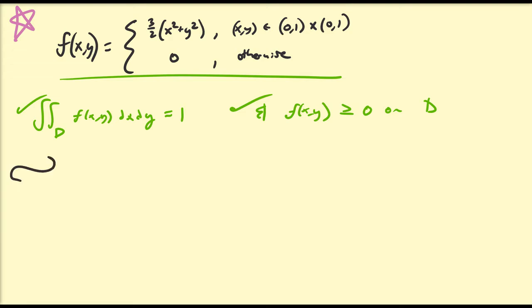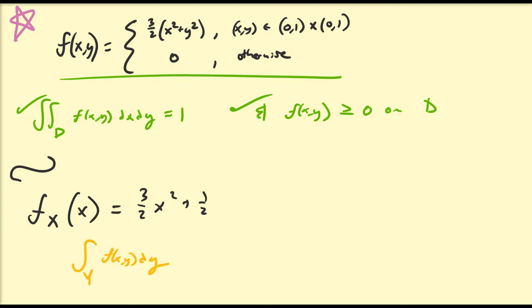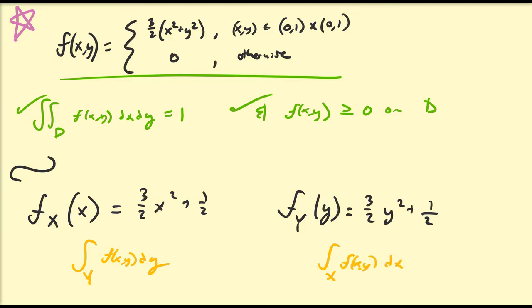In addition to that, we proved a couple other things, namely, the marginal density function for a random variable x was equal to 3 halves x squared plus 1 half, which we found by taking the integral over the support of y of f of xy dy. And we also found the marginal density function for a random variable y to be equal to 3 halves y squared plus 1 half, via either integrating over the support of x of f of xy dx, or by observation that this function was symmetric in terms of its variables.